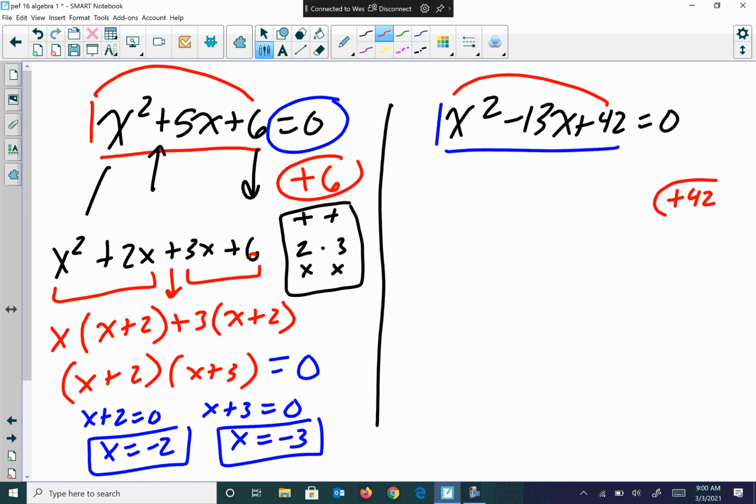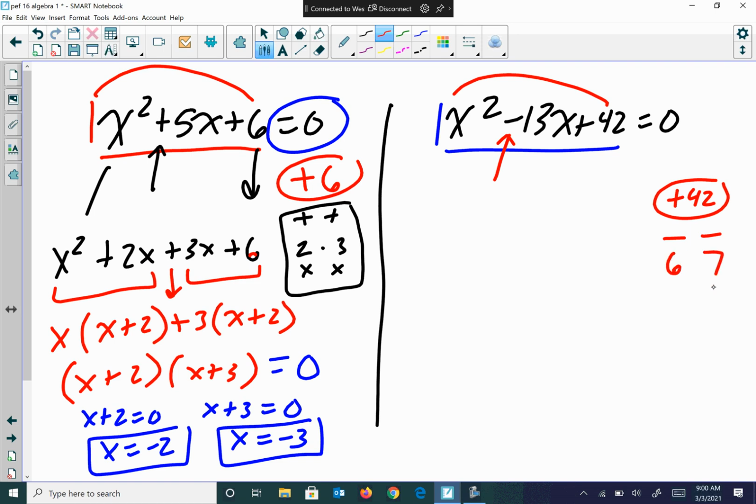We learned a long time ago, when you multiply 2 numbers together to get a positive, it's either positive positive or negative negative. Well, that subtraction sign there is going to give us the hint that they're both negative. Agree? Okay, friends, what 2 numbers would multiply together to give me 42, both being negative, and would add up to 13? Judy. Very good. 6 and 7.